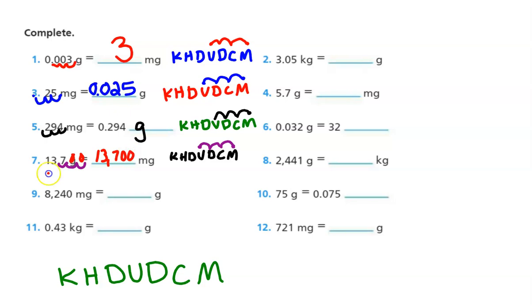And how do I double check that? Well, 13.7 is a larger size, and milligrams are teeny tiny, so it definitely makes lots of sense that I have lots and lots of milligrams.